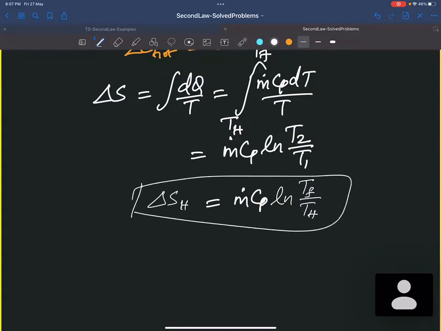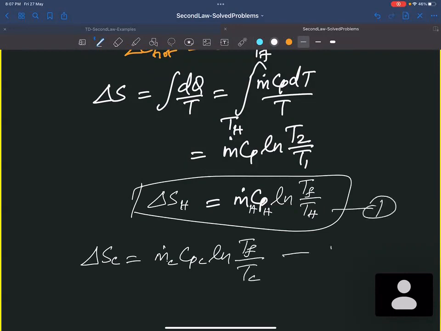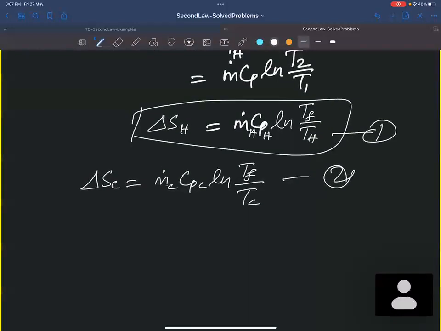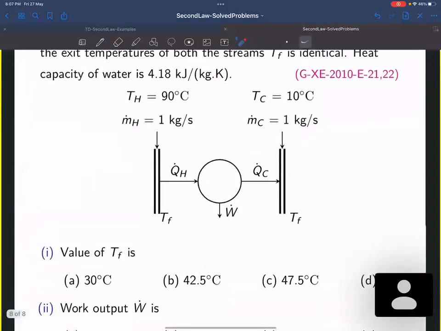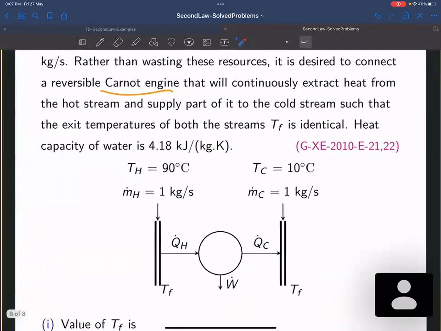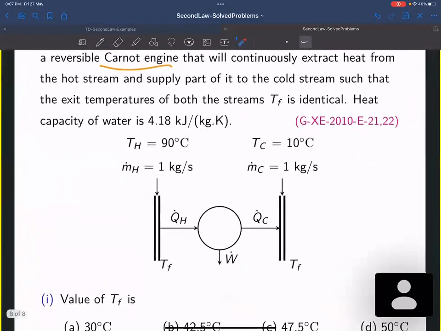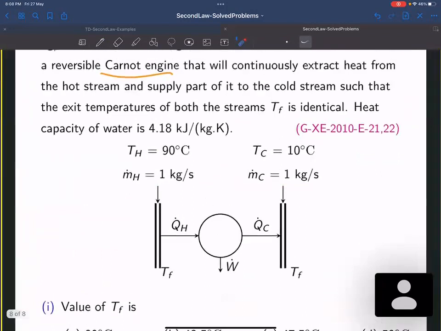Likewise, you can also write delta S for the cold. That is also m dot of cold and Cp of cold and ln, which is changing from Tc to Tf. So the final formula is going to be Tf by Tc. So this is 1 and 2. You can simply add 1 and 2 and equate that to 0, because delta S total equals 0. So m dot of H and m dot of C are simply equal to 1, and Cp of both of the streams are the same because both are water.